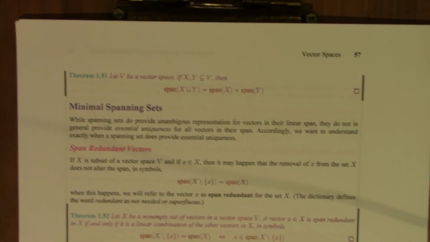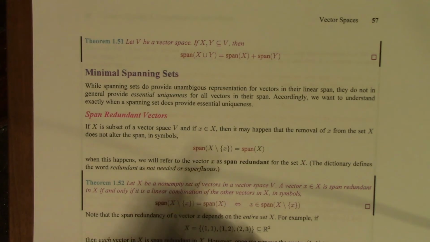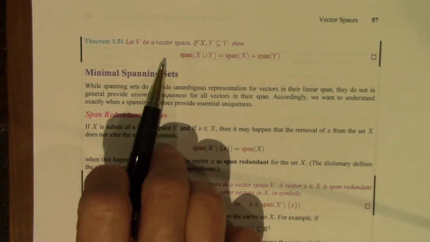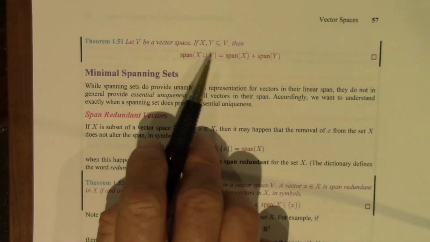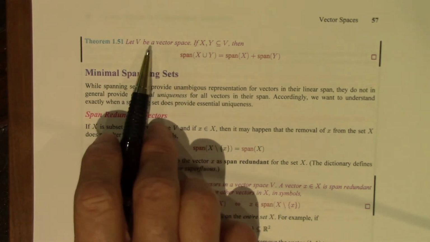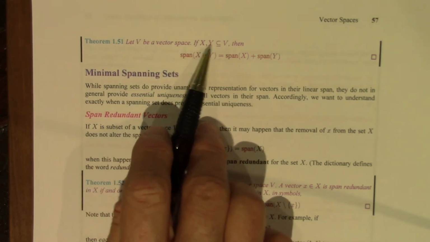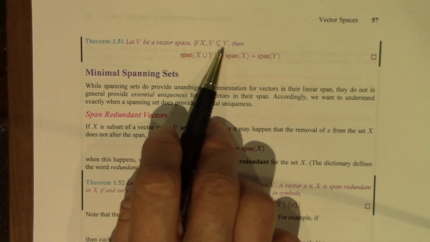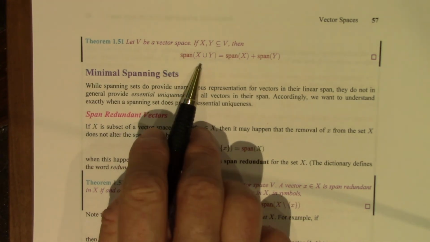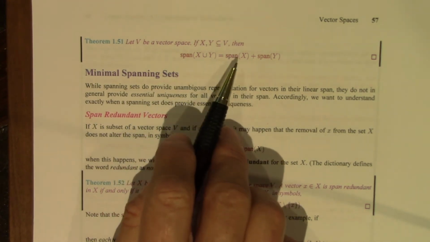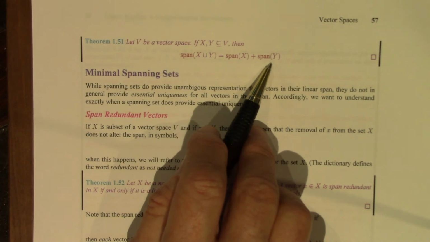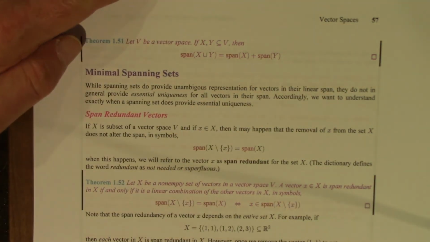Here's a simple result whose proof I'm going to leave for you. It's good practice dealing with linear combinations. If X and Y are subsets of a vector space, then the span of their union is the sum of the spans.